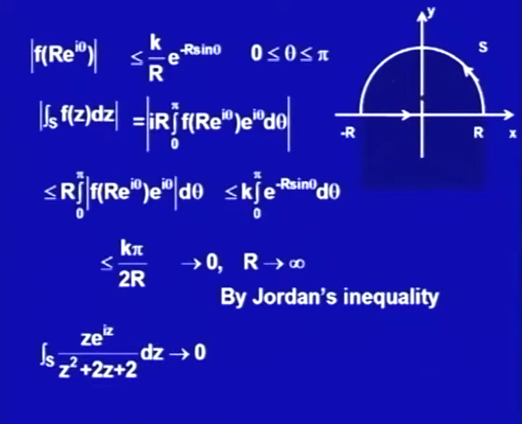So, we had shown here that the integral of z e to the power i z upon z square plus 2 z plus 2 on the semicircle S with respect to z approaches 0 as r approaches infinity. Here we had used the result called Jordan's inequality, or sometimes the result which we had proved is also called Jordan's lemma. Now, if we use this, we have got the result.